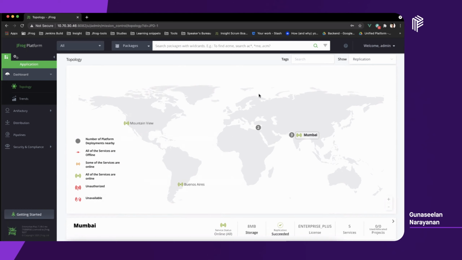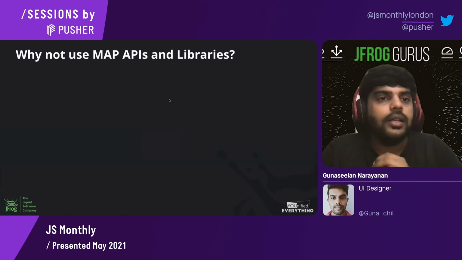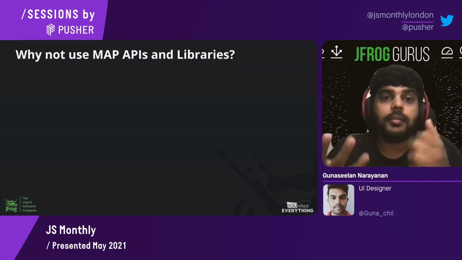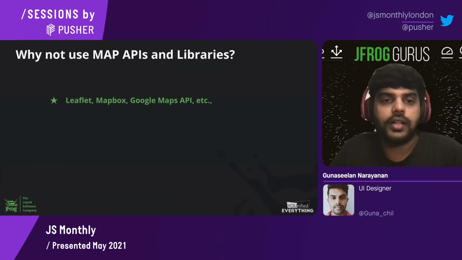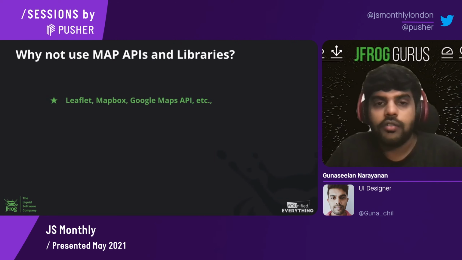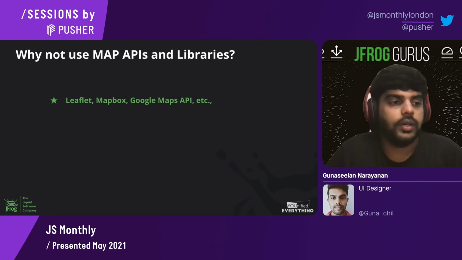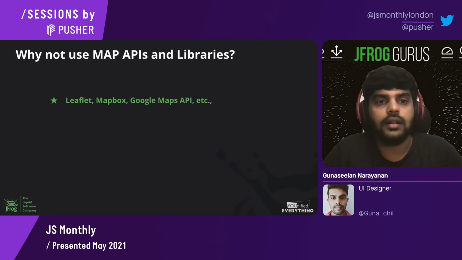So that's one thing. So let me tell you why I didn't use any other map APIs and libraries. As you know, there are a lot of very good map APIs, Leaflet, Mapbox, and Google Maps API. They provide a lot of functionalities, even clustering. Leaflet, for one thing I know, provides clustering with its API. So why didn't I consider all those map libraries?